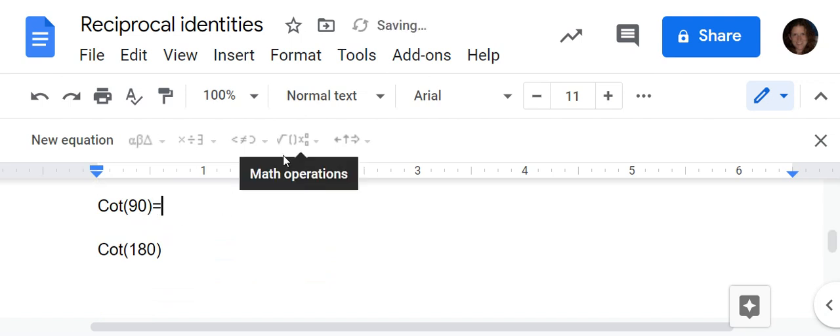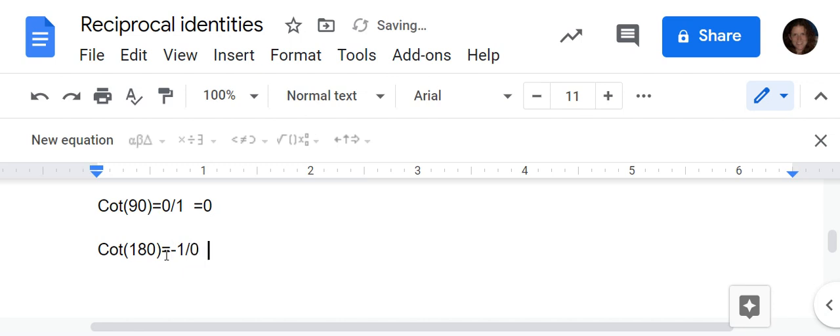So remember, this is x over y, so this gives me 0 over 1, which just equals 0. And for 180, cotangent, again the x over y, I get negative 1 over 0. That's irrational. You can't have the number on the bottom, so we call it undefined. Can't have 0 on the bottom.